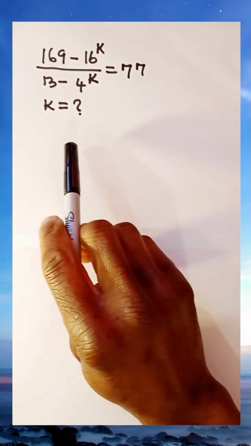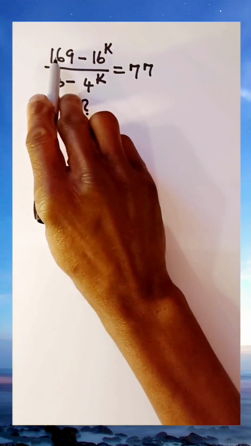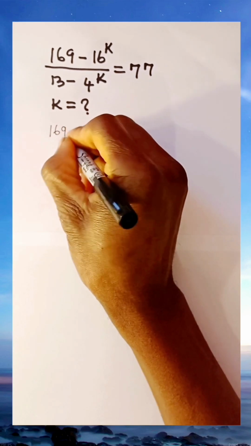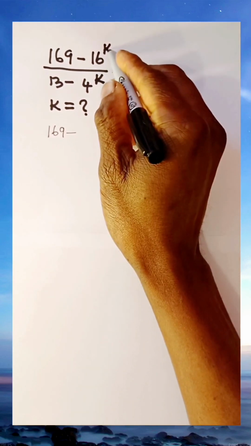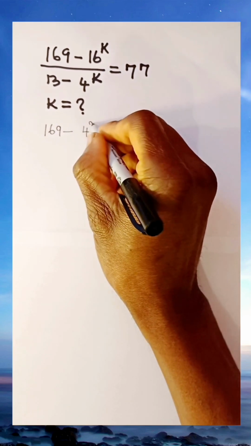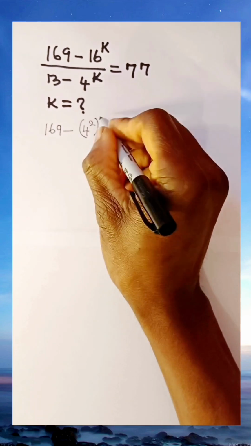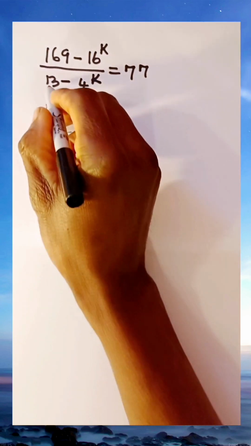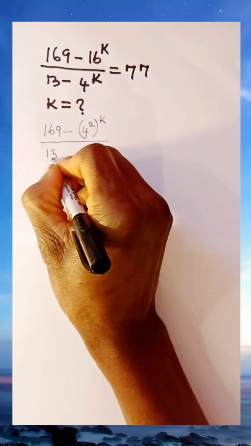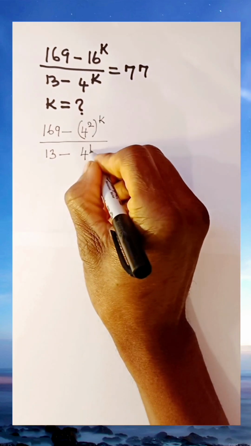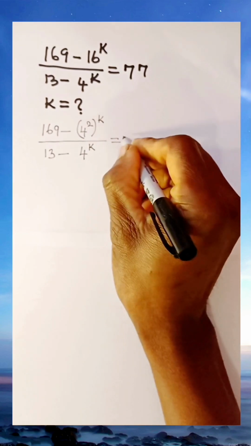Alright, now let's answer the question. In the numerator, we have 169 minus 16 raised to the power of k. We can express 16 as 4 raised to the power of 2, then raised to the power of k, divided by, in the denominator, 13 minus 4 raised to the power of k. And this is equal to 77.